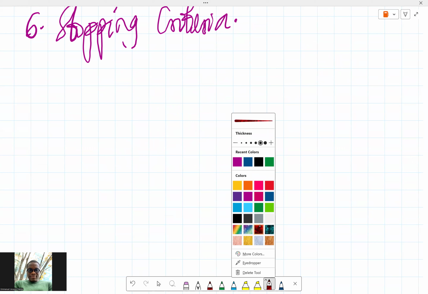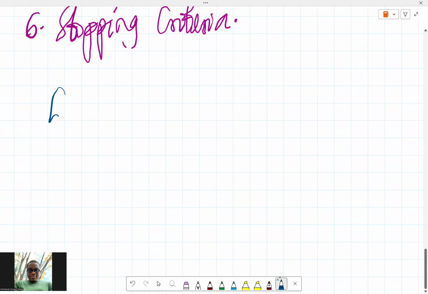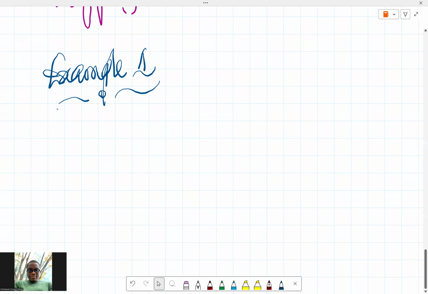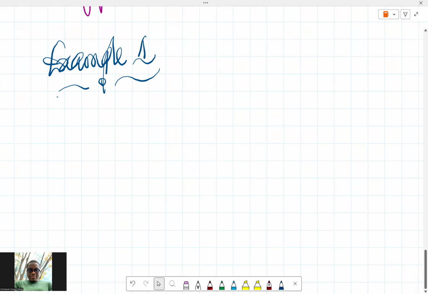So let's go for that. So, example. I'm going to have two examples. Let me do one straightforward example, and the other one will be some kind of optimization issue.